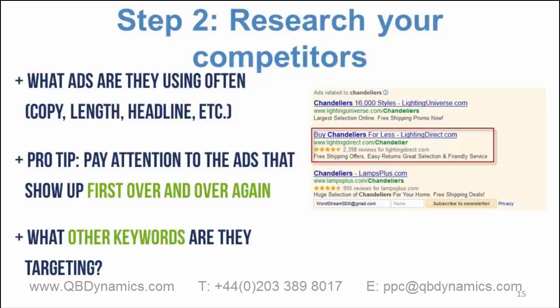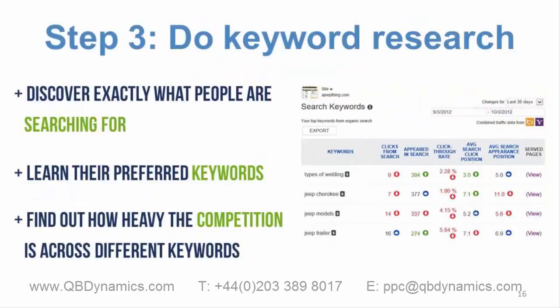Next, you want to do keyword research. So step 3, keyword research. Now, keyword research means that you can essentially peer into the guts of the search engines to see exactly what people are searching for, how often they're searching for it, how competitive those keywords are in terms of other advertisers bidding for them, and how much those keywords cost to bid on them.